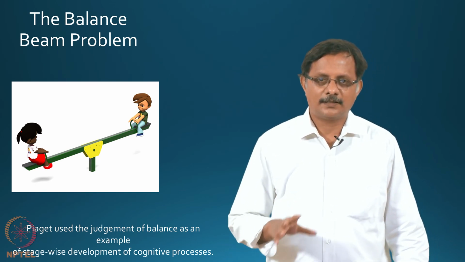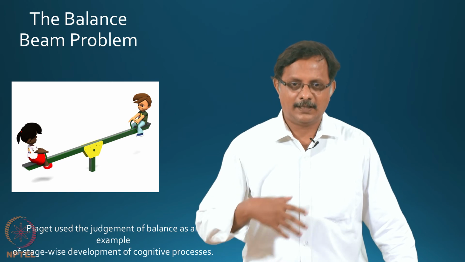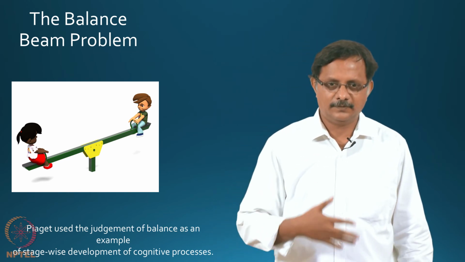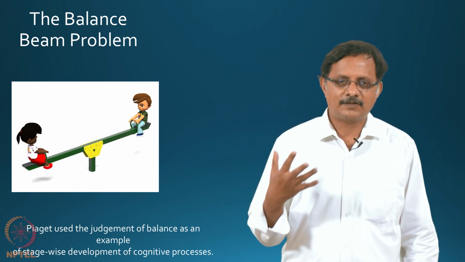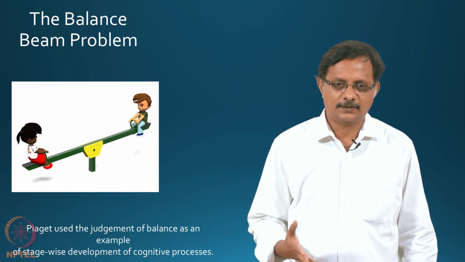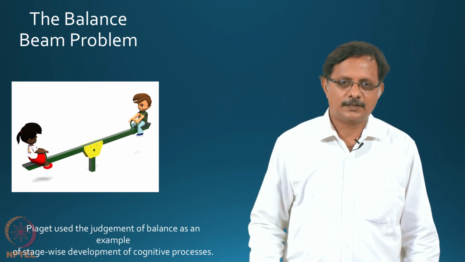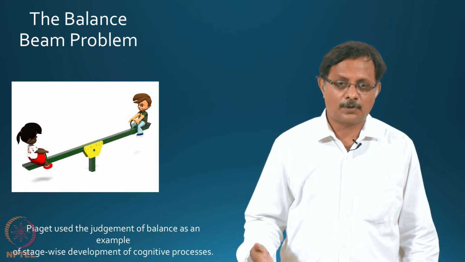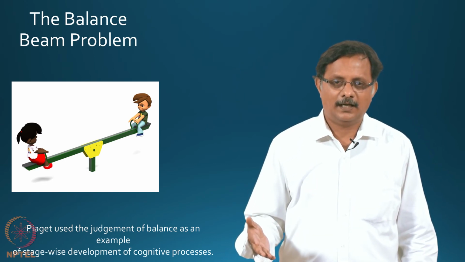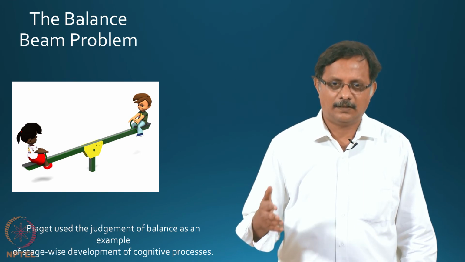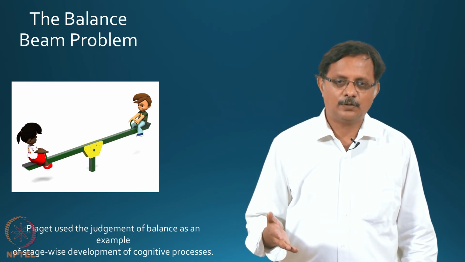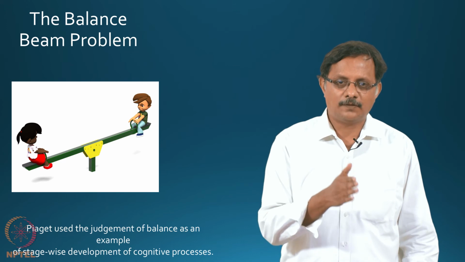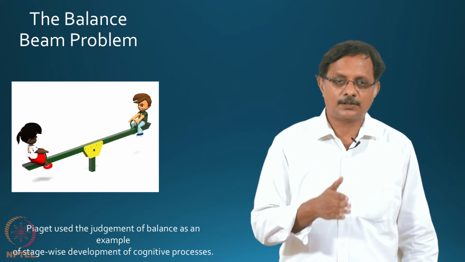So, all the children do not know this underlying physics, but through their experience with the real world, with games like seesaw, they have some intuitive understanding of how balancing works. Now, Piaget used this judgment of balance as an example of the cognitive processes he studied, and here also he found, after observations with children, that their knowledge of balancing progresses through stages.